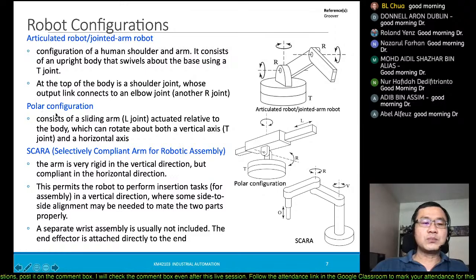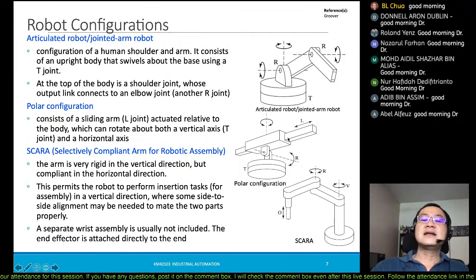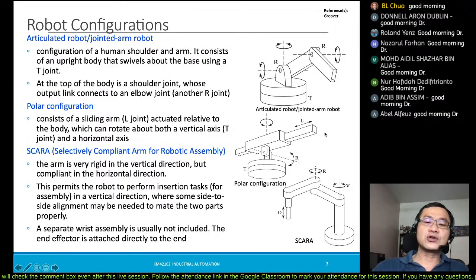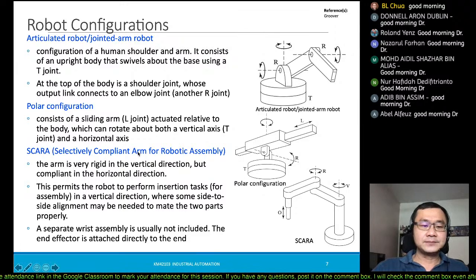Then the second one would be the polar configuration. In this polar configuration, you can see that the base can rotate. Then the first joint can rotate up and down. Then the third joint is a prismatic type. So you have two rotations and one prismatic. This will create the polar configuration, just like polar graphing or polar coordinates.